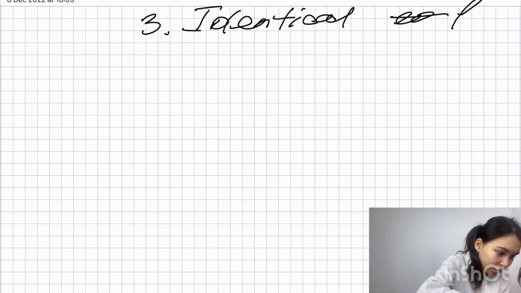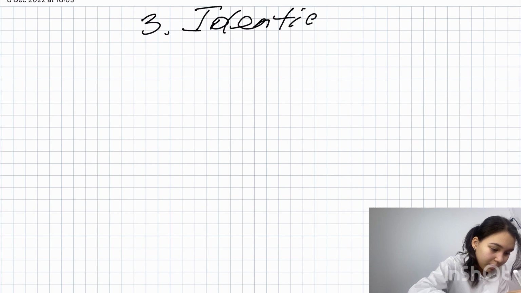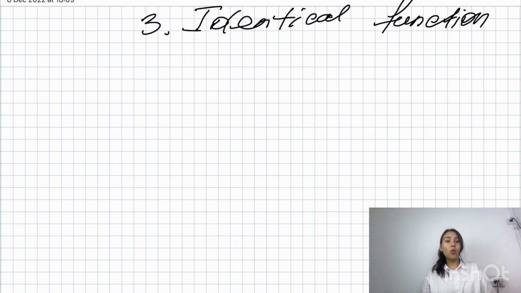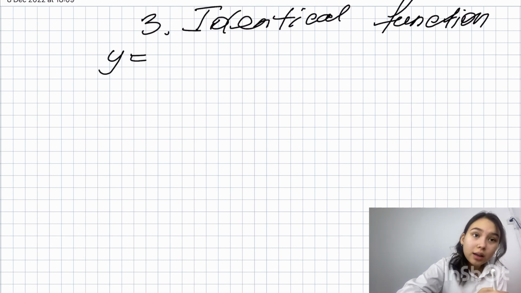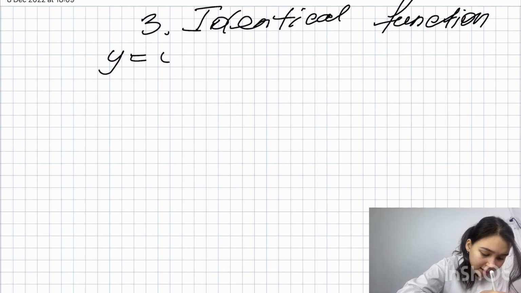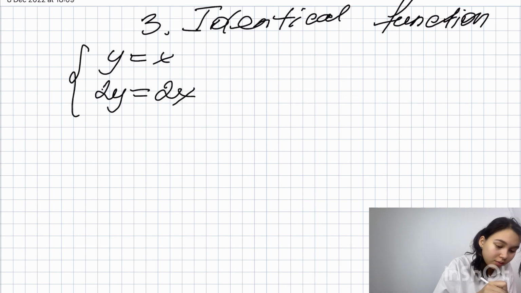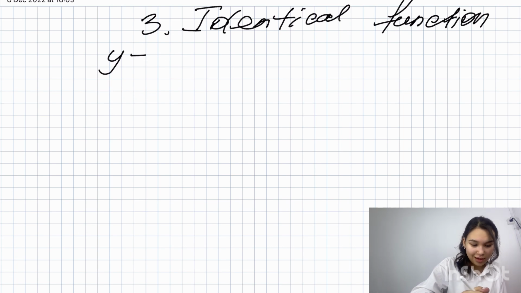And the third example and the last thing I will explain today is the identical equations, like functions. Let's write it in a beautiful way. What does identical mean? Identical means the same. For example, there is the function y is equal to x, and 2 times y is equal to 2 times x. So let's draw it. Not this example. I am just kidding, guys.